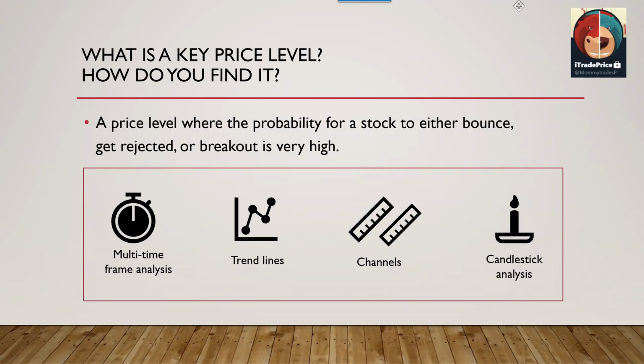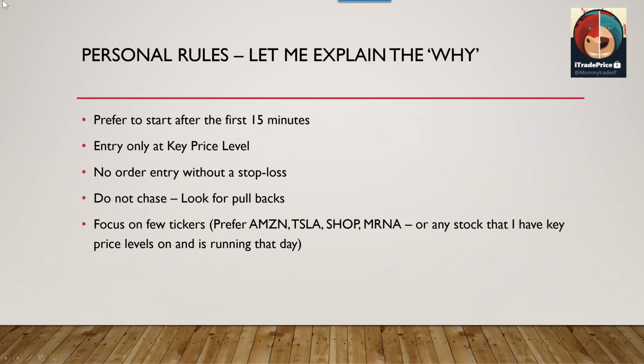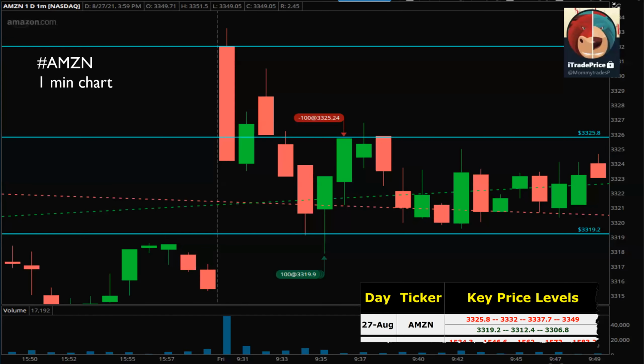Okay, let's move on. Some personal rules that I have. I always like to start a little after 15 minutes if I'm looking to scalp, because of the morning volatility, unless of course it goes to a level, for example, the one I showed you, right? This Amazon level. This was about fifth or sixth minute execution, right?